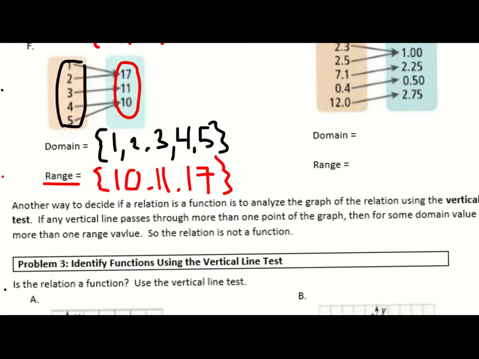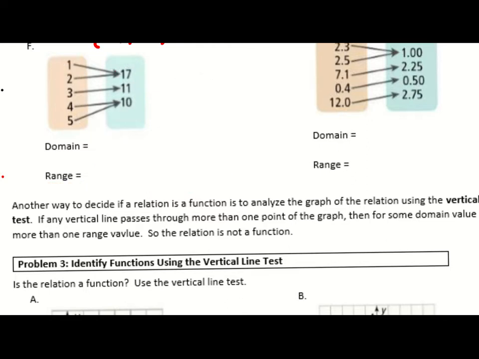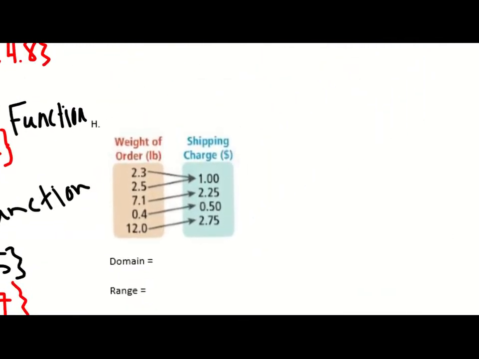So from the mapping, what we want to do is make sure none of our x values were used twice. So each number should only have one line drawn from it. So 1, 2, 3, 4, and 5, all of those are only used once. So we would say that this is a function. So 2 more examples to take a look at.